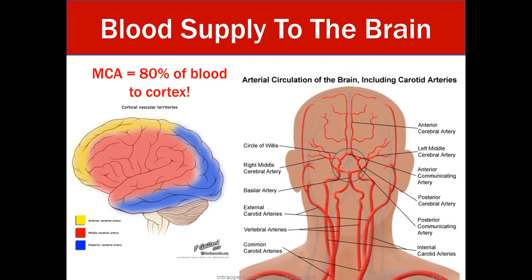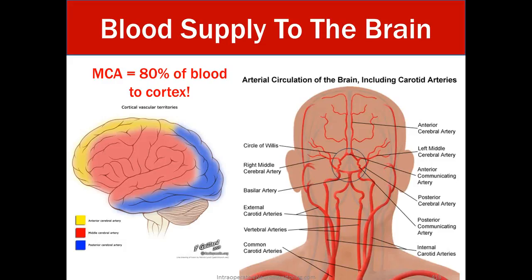So, blood supply to the brain. The MCA is 80% of the blood supply to the cortex. That's a large amount of blood, which is one of the reasons why some groups only monitor SSEPs from the upper extremity, just because we're looking for gross changes of ischemia, as well as the fact that the MCA is an extension off of the internal carotid artery. If you have some kind of plaquing, it will most likely go through there and not through the ACA.